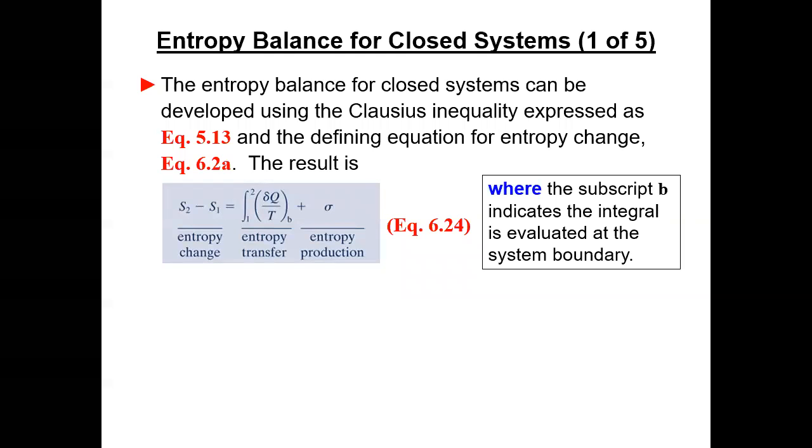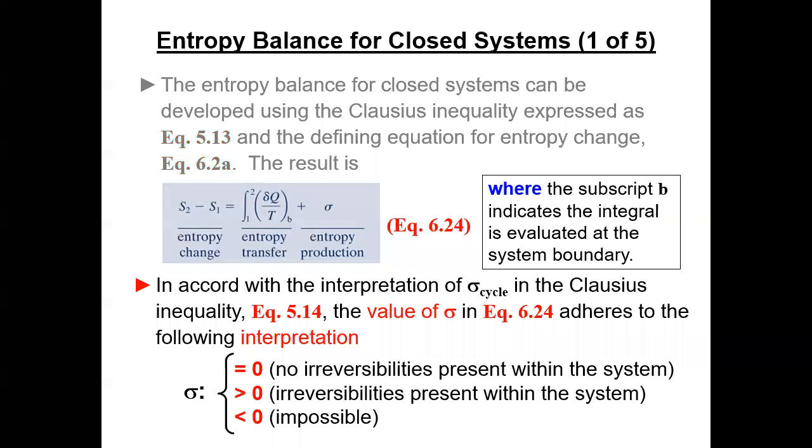Okay. Well, subscript B indicates the integrals are evaluated at the system boundary. You know that. Okay, and we still have our sigma, our production term. The interpretation is the same as for the cycle.